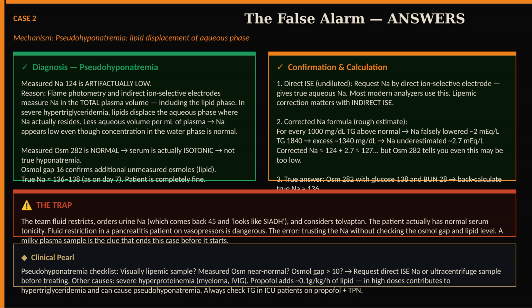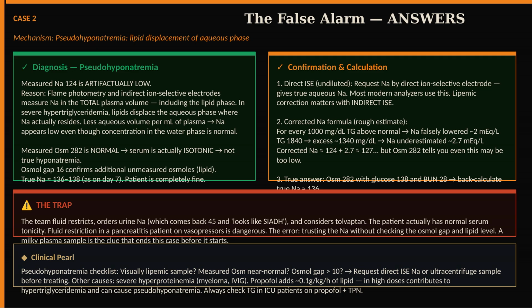Now the trap, and it's dangerous. The team fluid restricts, sends a urine sodium that comes back looking just like SIADH, and starts circling tolvaptan, all in a pancreatitis patient on pressors who actually needs volume. Fluid restriction here could tip her into shock. The error was trusting the sodium without ever checking the osmolal gap or glancing at the sample.